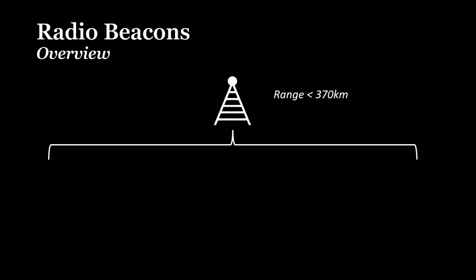So far, a generalized radio station was assumed. In fact, there are different types of radio beacons, each having its own icon. They typically have a range of up to 370 kilometers. First, we will have a look at the oldest type, the Non-Directional Beacon, in short NDB.